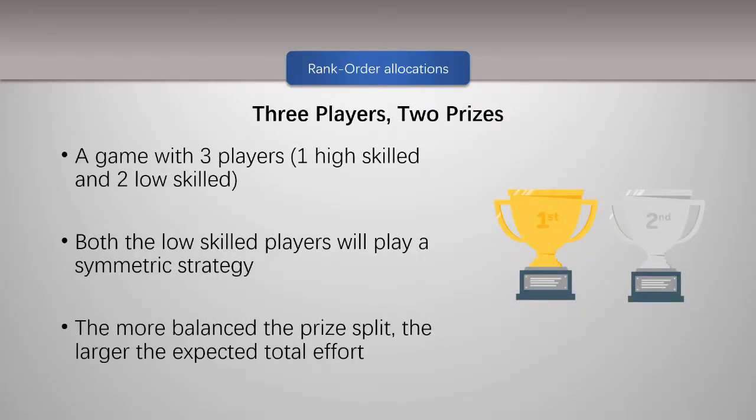In this case, assuming a game has 3 players, 1 high skilled and 2 low skilled, and each player incurs unit marginal production cost, the game will have a mixed strategy equilibrium, such that both the low skilled players will play symmetric strategies. Therefore, the more balanced the split between the 2 positions, the larger the expected total effort.